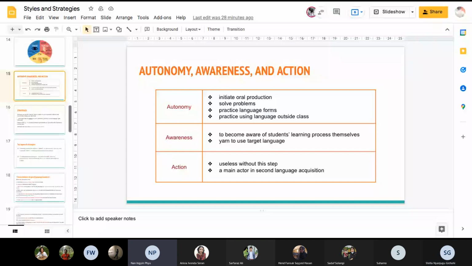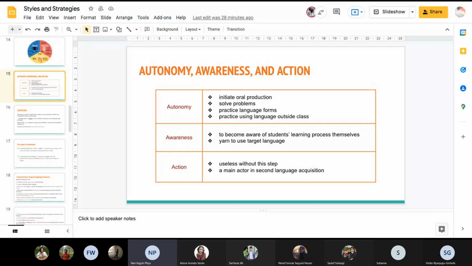And the awareness: the learner also needs to be aware of their learning process by themselves. Like, okay, I still need to improve in reading, I still need to improve in writing. That kind of awareness will help them to use their target language.